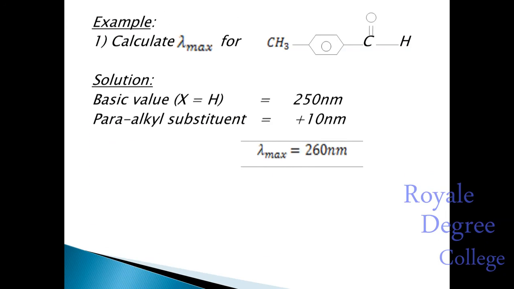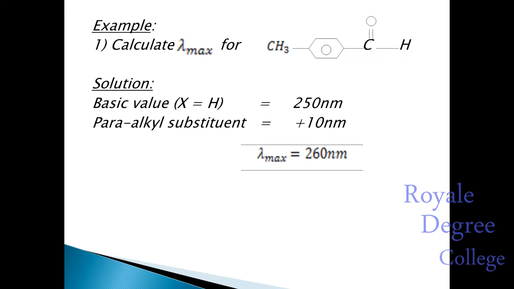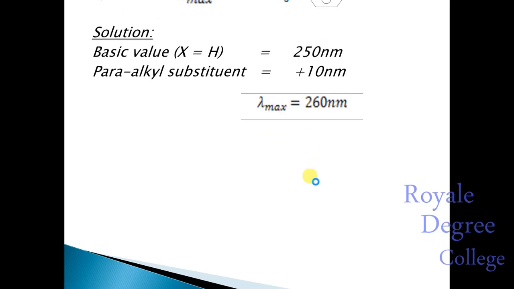Now we'll do the problem. Calculate lambda max for this particular compound. Here X is hydrogen, so the basic value is 250 nanometer. For the para alkyl substituent, at the para position of the benzene ring an alkyl group is present, so the value is 10 nanometer. Adding both values, the lambda max for the above compound is 260 nanometer.